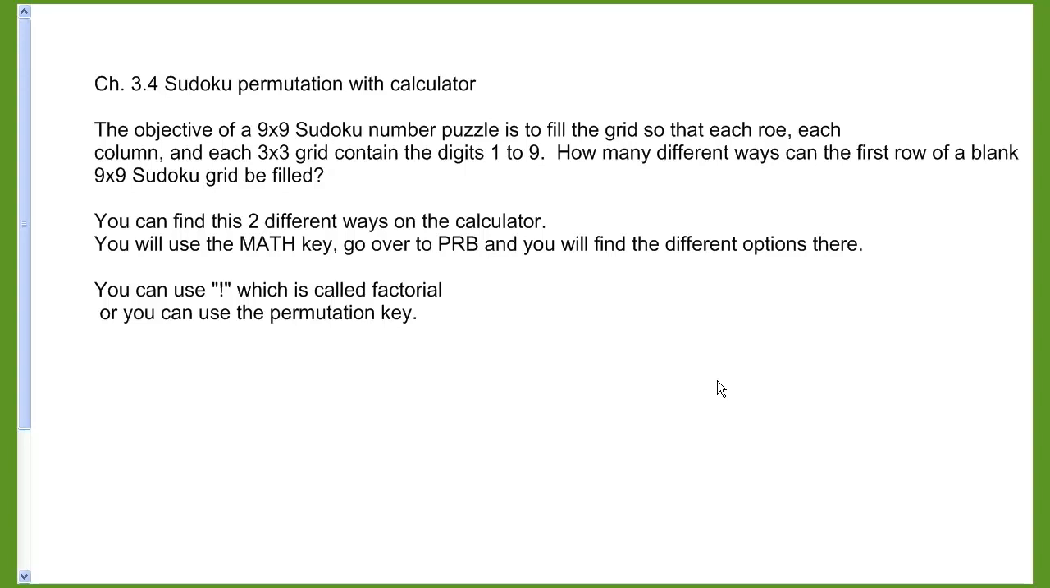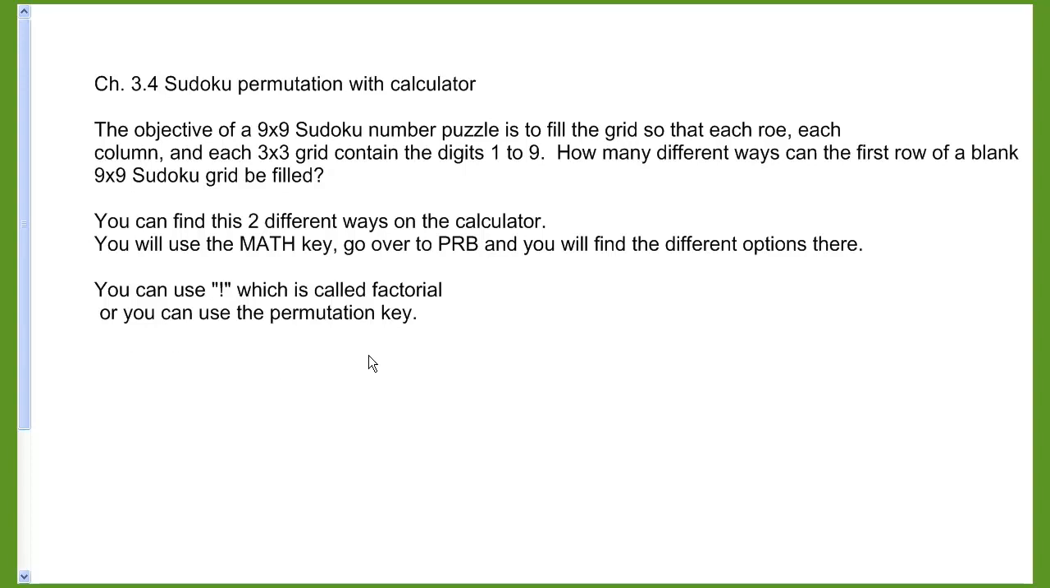And there are 2 ways that you can do this with the calculator. Of course, there's the formula in the book, and it's easily done with the formula by hand if you prefer that method. But this is a quick, simple way to do it also. You're going to use the math key on your calculator. You're going to go over to PRB, and you'll find 2 different options there. One of them is this exclamation point, which is factorial, and this particular problem can be done using factorial.